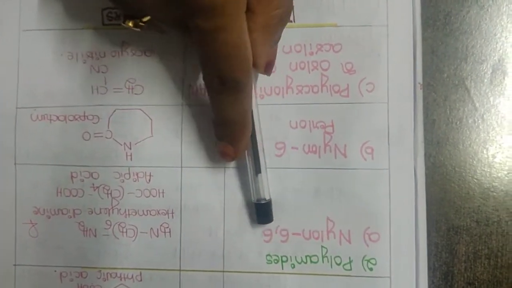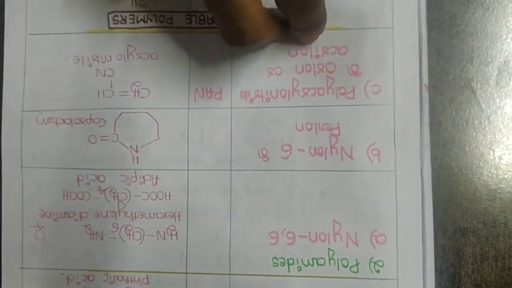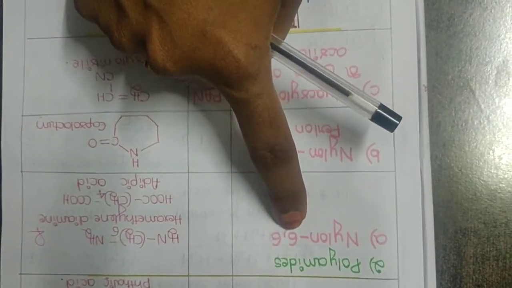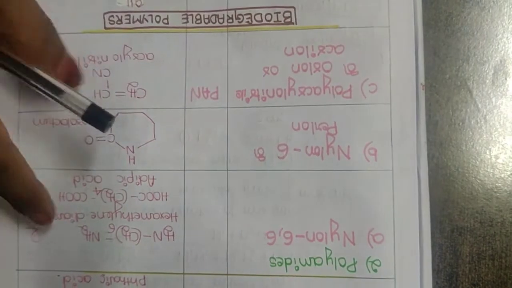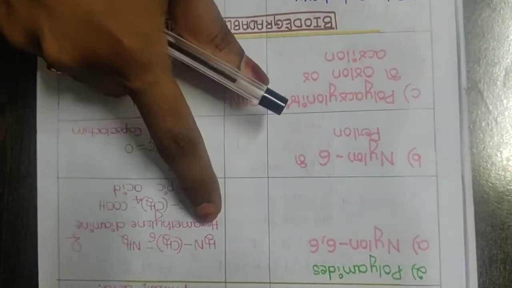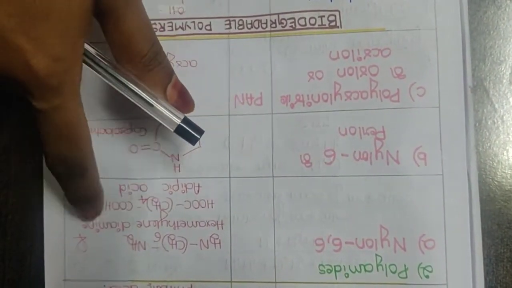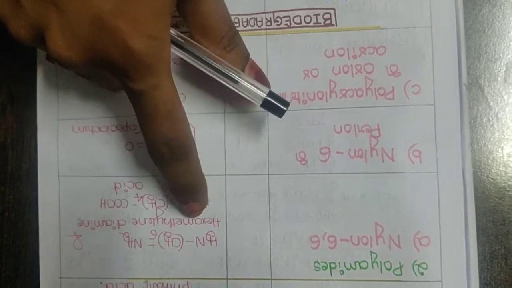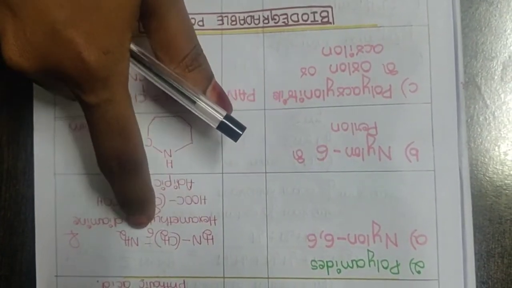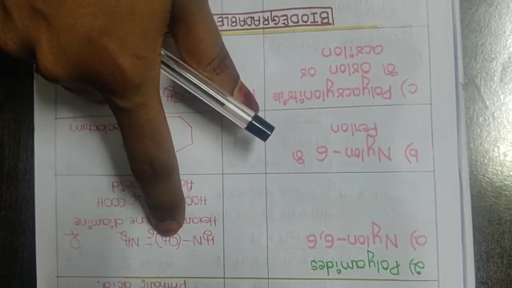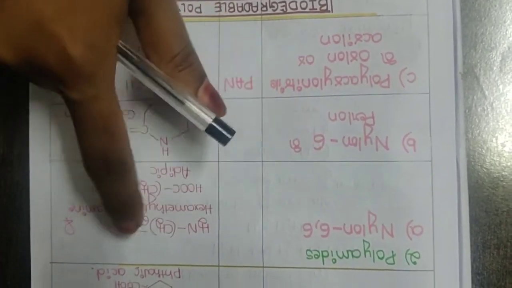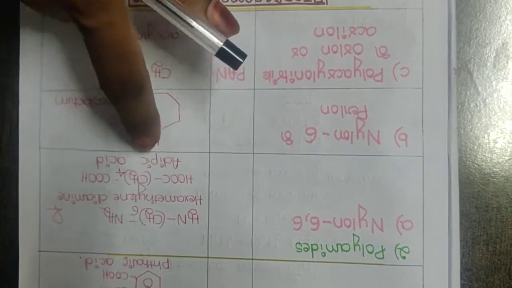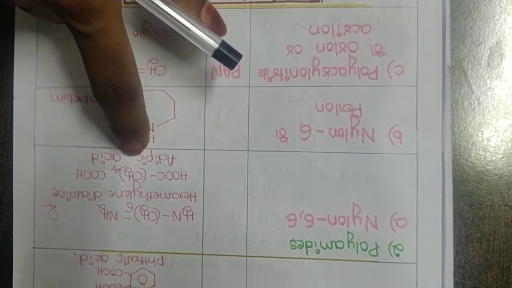So 6,6 refers to there are 2 monomers. Each monomer has a total of 6 carbon atoms. So let us look. The first monomer is called hexamethylene diamine. Here the word itself is telling: hexa, there are 6 carbons, methylene group bonded with 2 amines as a functional group. And the other monomer has to be an acid.